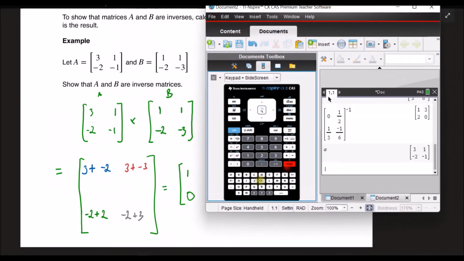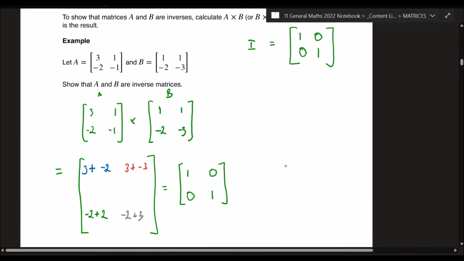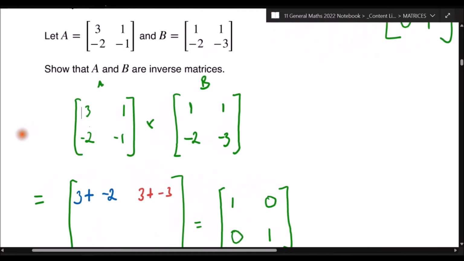If I press A, I've got that matrix there. And if I press B, I've got that matrix there. So if I went A times B, that should give us the identity. Cool. And if I went B times A, it'll do the same thing. It'll also give us the identity. So that means A and B are related to each other.